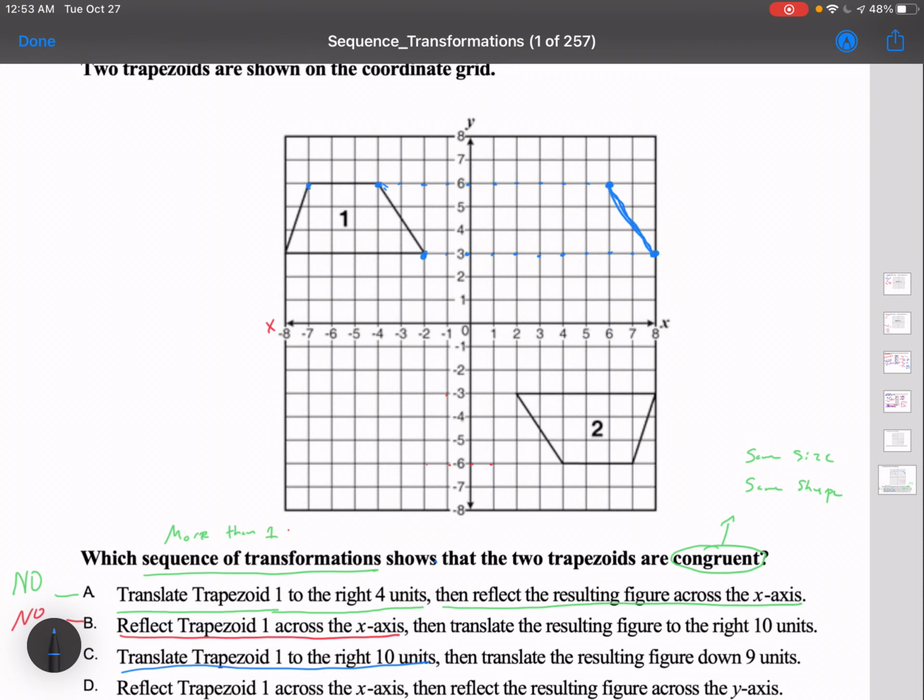And then I'm going to do this point here. 1, 2, 3, 4, 5, 6, 7, 8, 9, 10. So my point would be here. And then this last point here, I'm counting from the point. 1, 2, 3, 4, 5, 6, 7, 8, 9, 10.